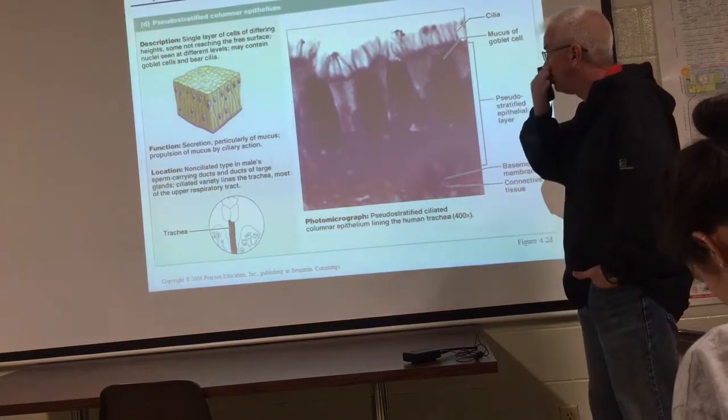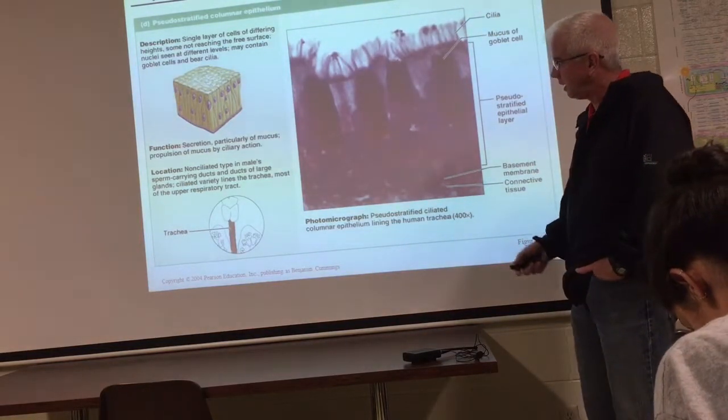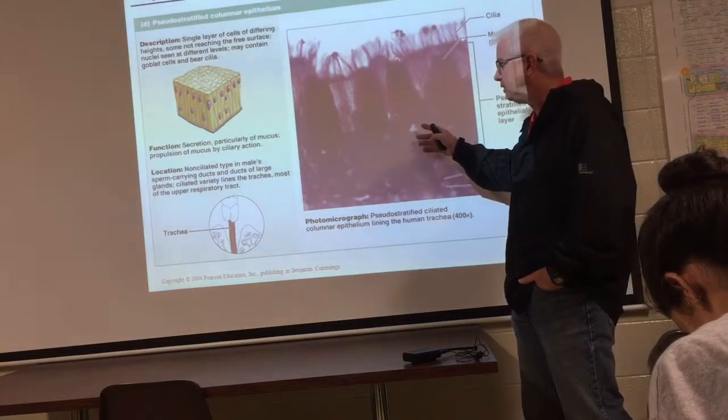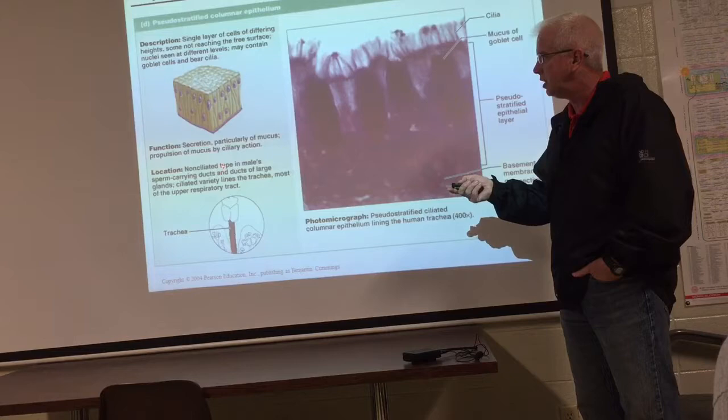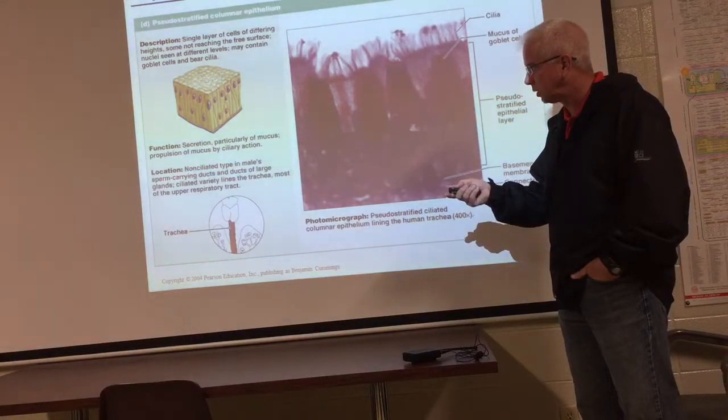All right, here's the next one. We've talked about this one a couple times, so now here it is. There are two varieties here also of pseudostratified columnar. We've talked about the ciliated. The non-ciliated types are in the male sperm-carrying ducts.